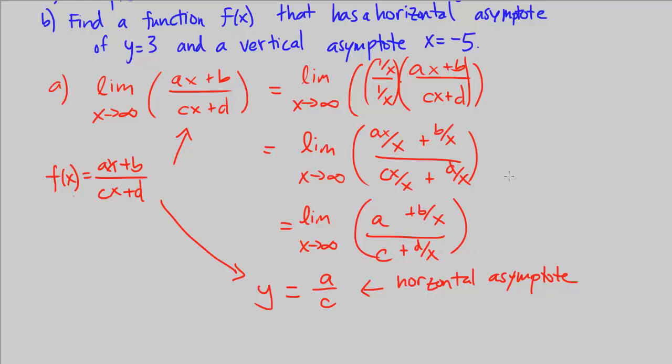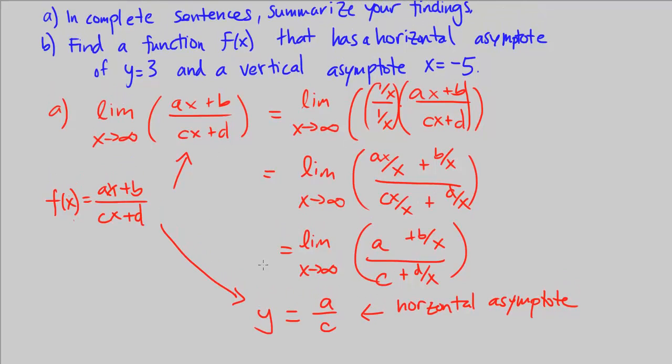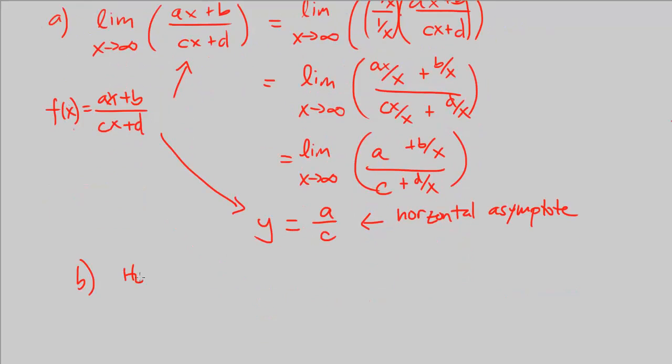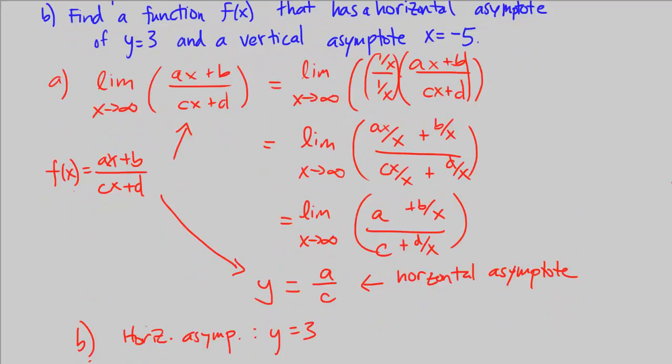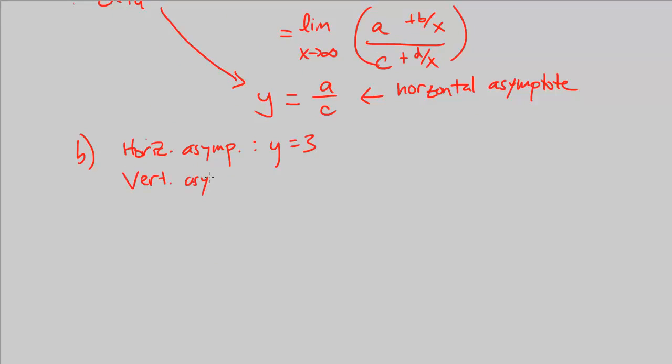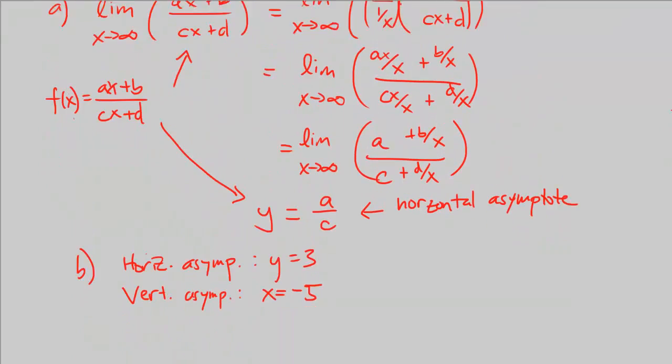Let's go into part B, because this is explaining it. This is our finding: we have an asymptote of y equals a over c, no matter what a is and no matter what c is. For part B, we want to find a function f of x with a horizontal asymptote of y equals 3, and also a vertical asymptote x equals negative 5.